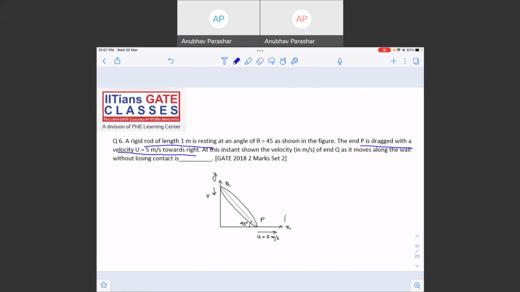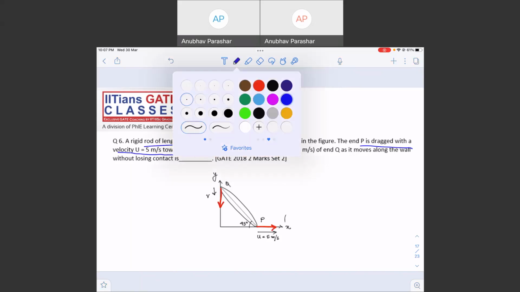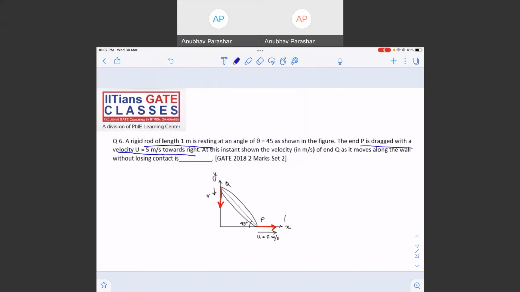So what is the I-center method? First, we'll have to plot the I-center of the link PQ, right? We know that the velocity of point P is in this direction, and the velocity of point Q is in this direction. To find the I-center, simply draw a perpendicular to the velocity of point Q and a perpendicular to the velocity of point P. The point where these lines meet is nothing else but the I-center of the link PQ.